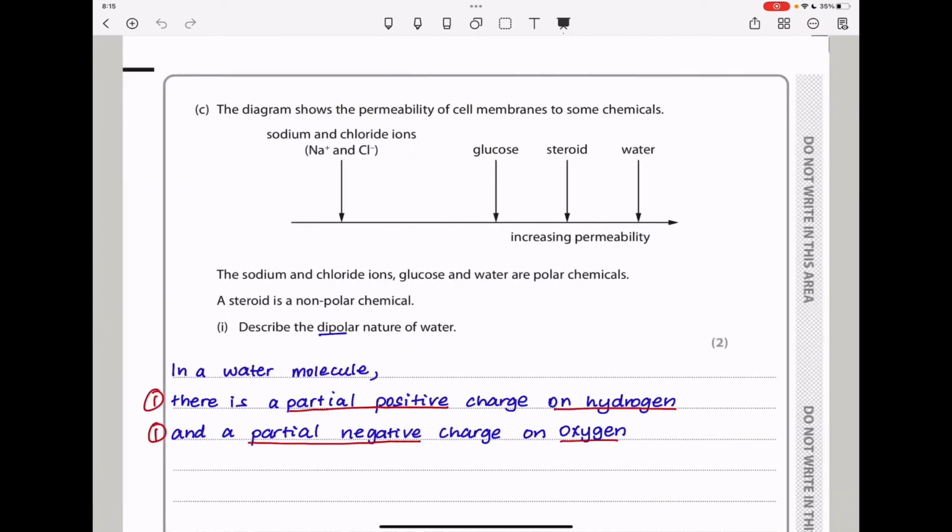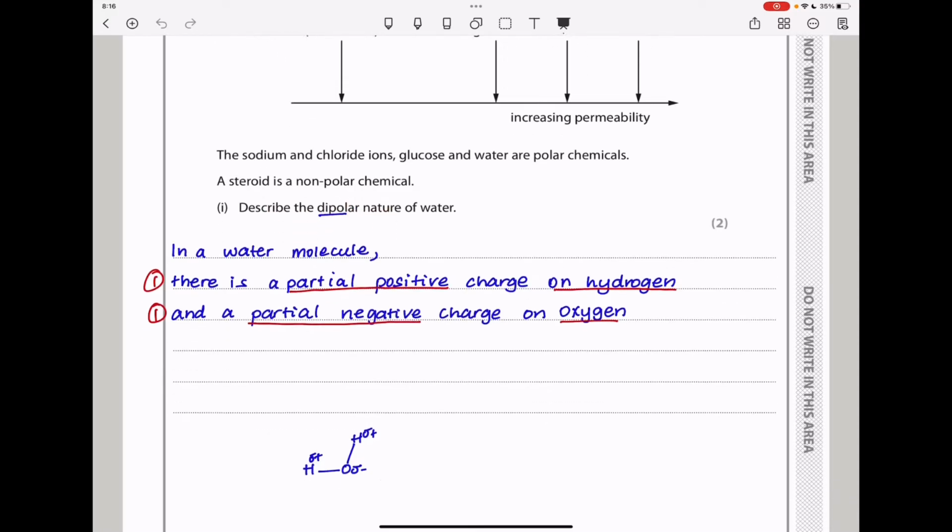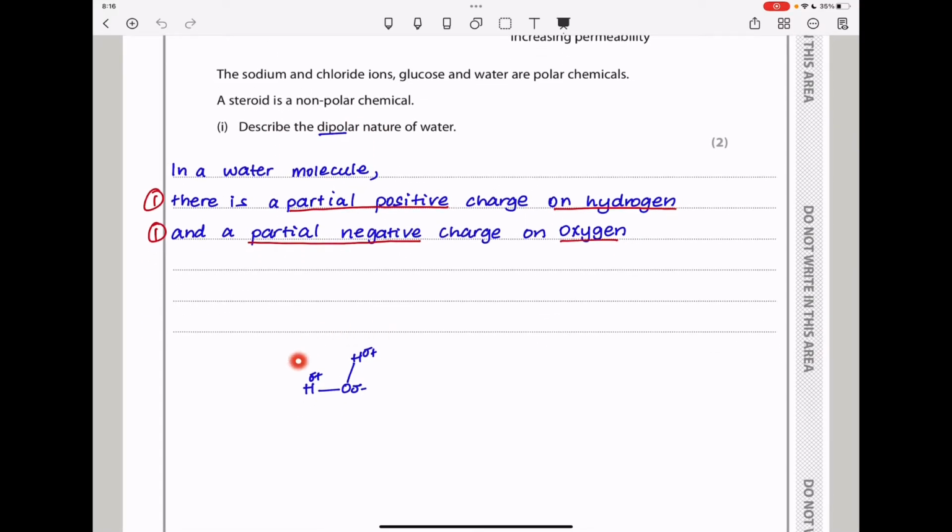Let us continue. Part C says, the diagram shows the permeability of cell membranes to some chemicals. Here we have sodium and chloride ions, glucose, steroid, and water. This is increasing permeability. They say the sodium and chloride ions, glucose, and water are polar chemicals. A steroid is a non-polar chemical. They want us to describe the dipolar nature of water. If I try to draw the structure of water like this, for chemistry students, you know that oxygen is more electronegative than hydrogen, so oxygen is going to get a partial negative charge, while the hydrogens are going to get a partial positive charge.